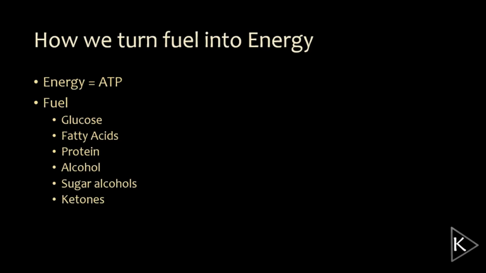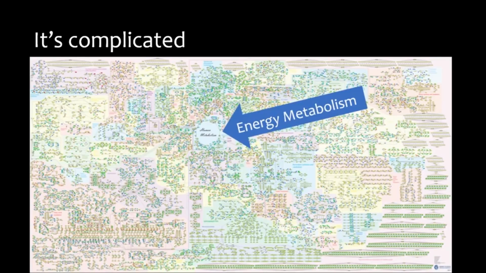Energy for our body is ATP, adenosine triphosphate. It's a simple molecule that we use to pump sodium out of our cells and potassium into our cells, to locomote. It's the essential core energy unit in our body. We make that ATP out of fuel. The fuel is glucose, fatty acids, protein, alcohol, sugar alcohols, ketones, all of these things that we can turn into ATP.